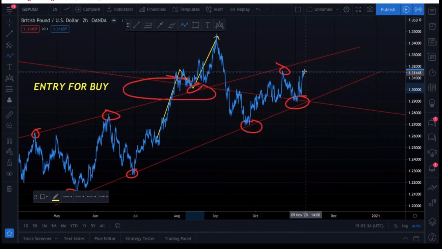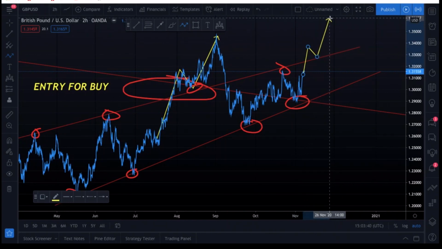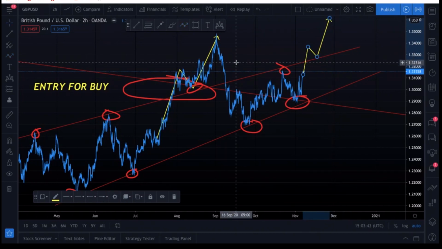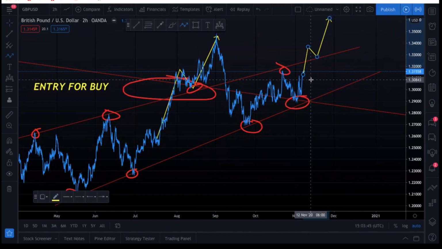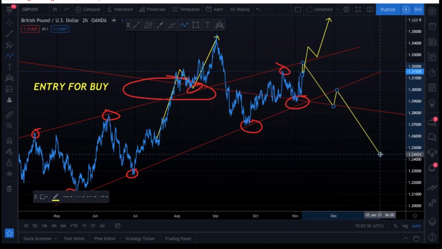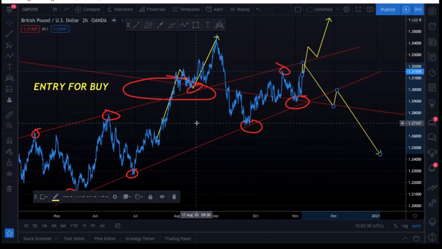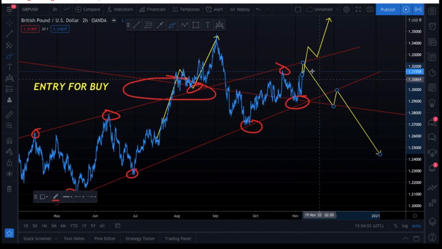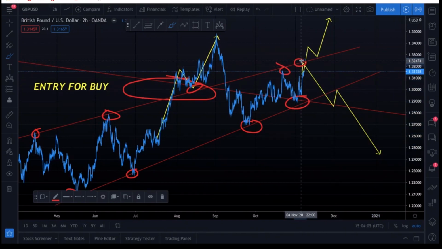Now we want to predict the direction of the market. It can either break out, retest, and go further up, or it can touch here, come down at this point, retest, and can go further down. This area where it touched, that will be the area of rejection.